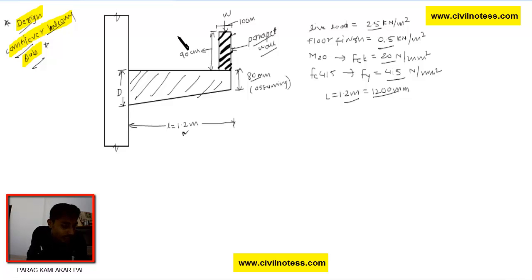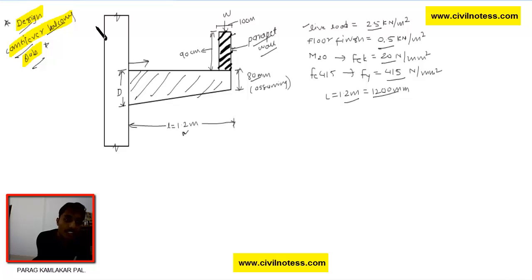Right now, in this numerical, I'll explain the total in detail. Design a cantilever balcony slab projecting 1.2 meter from the face of the support. What does that mean? It means it is projecting from this side, the face of the support. The superimposed load is 2.5 kilonewton per meter square, floor finish is 0.5 kilonewton per meter square, and M20 and Fe415 steel we are going to use. Length of the slab is given as 1.2 meter, the thickness of the parapet wall is 10 centimeter and the height is 19 centimeter.